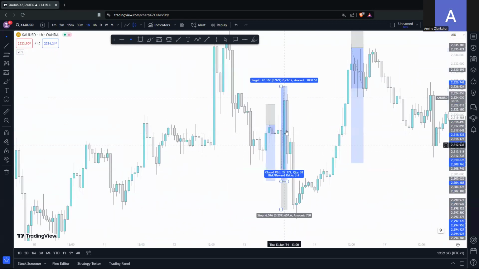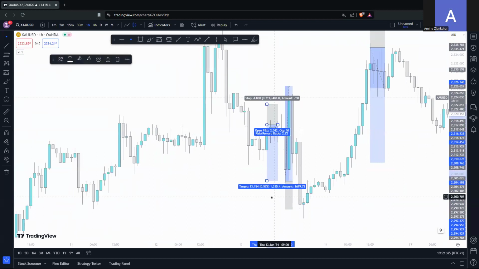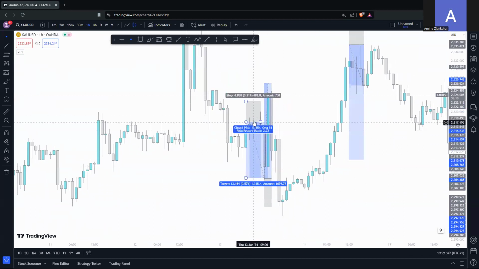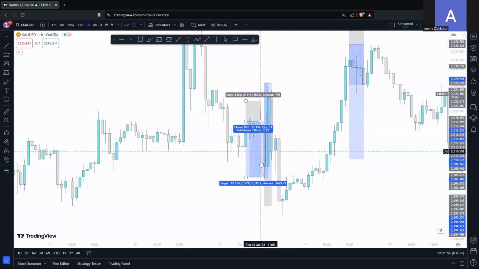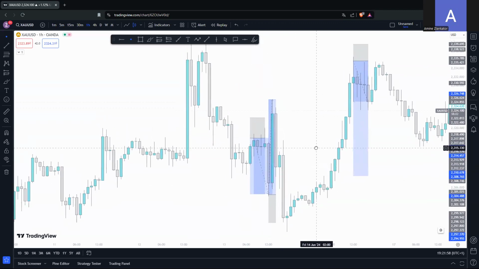Okay, let's talk about the first one. As you can see, the first one is a 130 pips trade. This is a sell, okay, into a buy. Sorry, I think that's 3 setups. Yeah, that's 2 setups. That's a sell to buy. How did I take this sell?